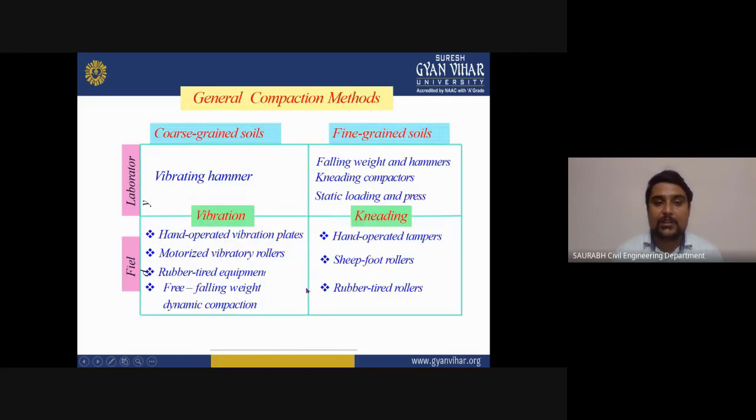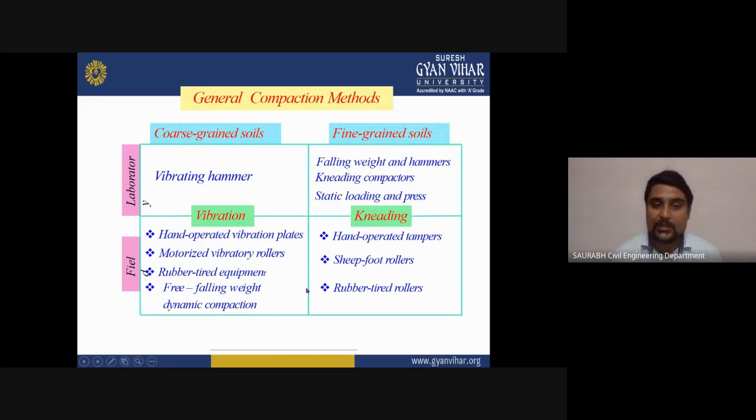Now we will see what is the method of doing the compaction, and it may be different for the coarse grained soil and it may also be different for the fine grained soil. As you can see in this table, there are two methods given. First one is a laboratory method and second one is a field method.